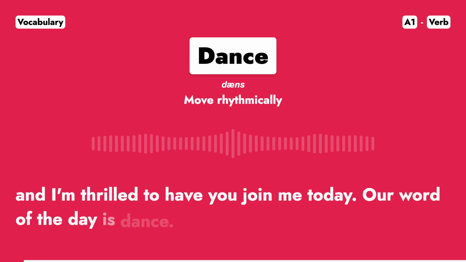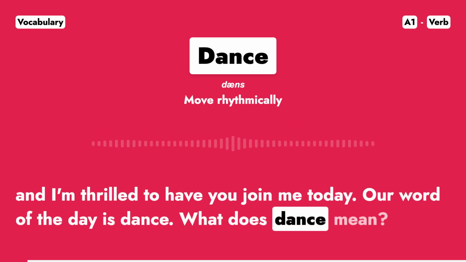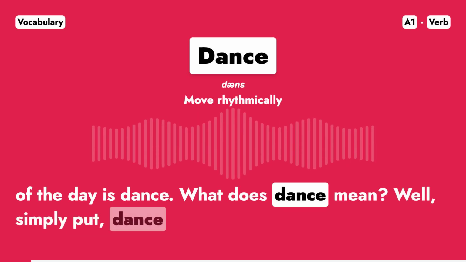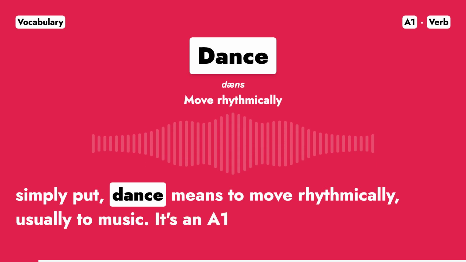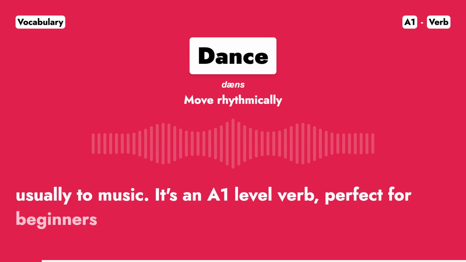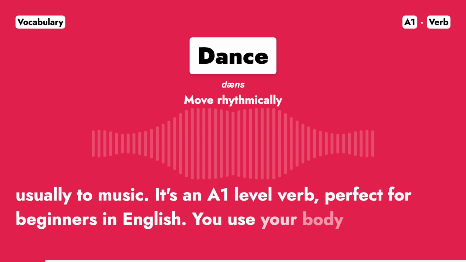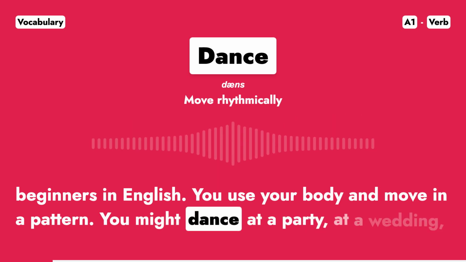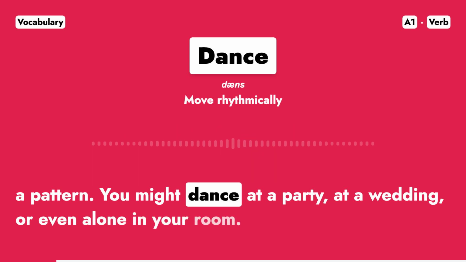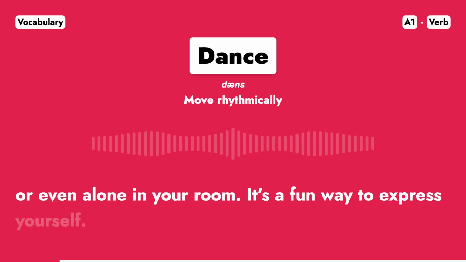Our word of the day is dance. What does dance mean? Well, simply put, dance means to move rhythmically, usually to music. It's an A1 level verb, perfect for beginners in English. You use your body and move in a pattern. You might dance at a party, at a wedding, or even alone in your room. It's a fun way to express yourself.